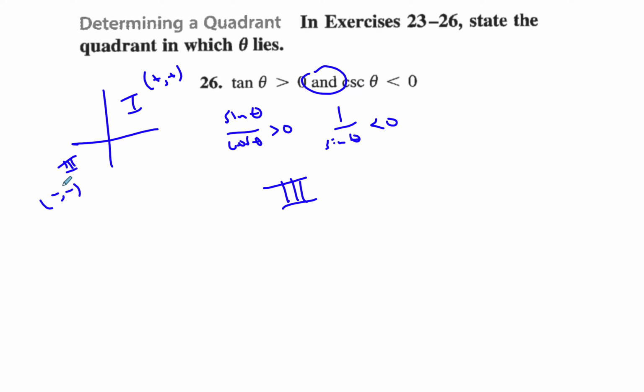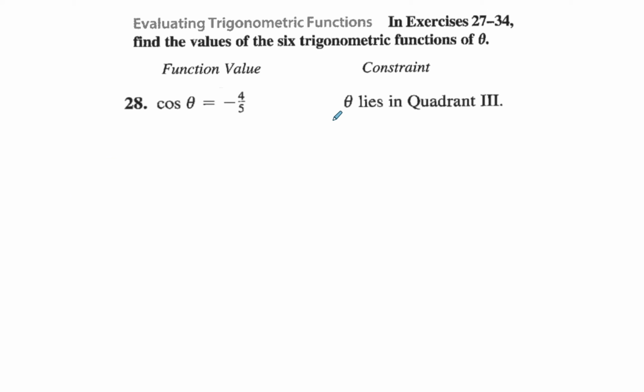The reason it's quadrant 3 is because there the sine, which is the y value, is going to be negative. So that's the only overlap to these two. All right, theta lies in quadrant 3. So our angle is down here, and we always form our triangle with the x-axis. And the cosine is negative 4/5. So the adjacent, so negative 4 over 5.